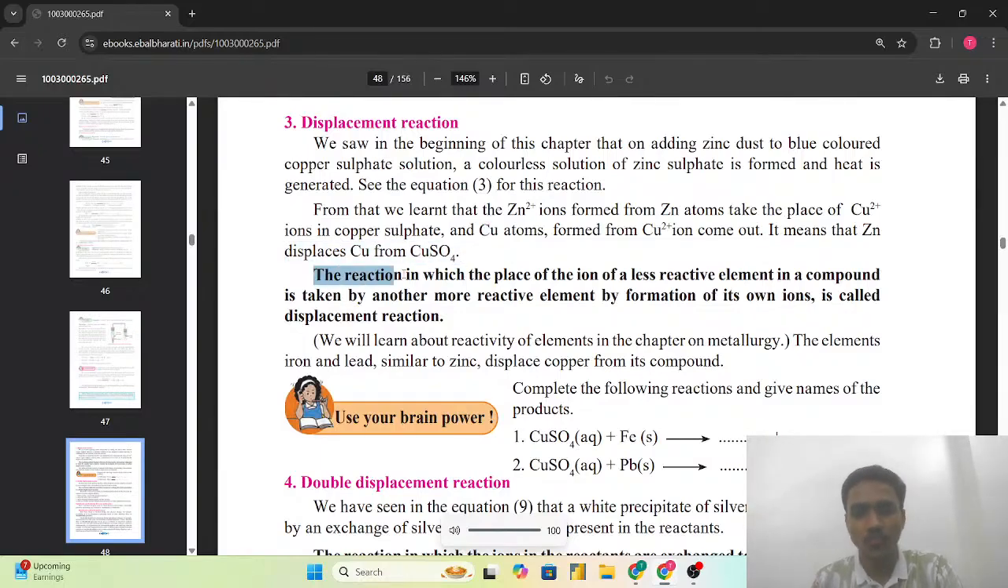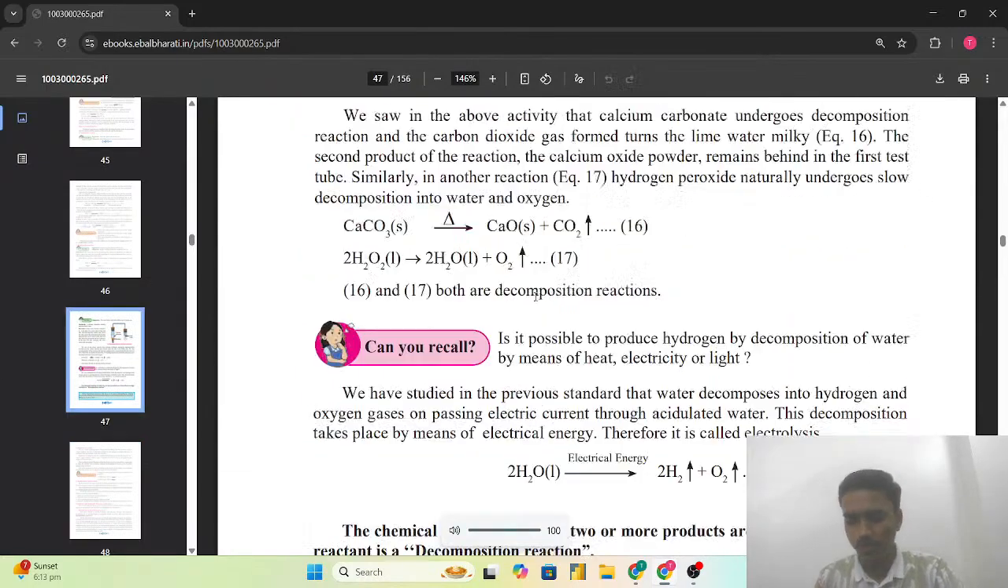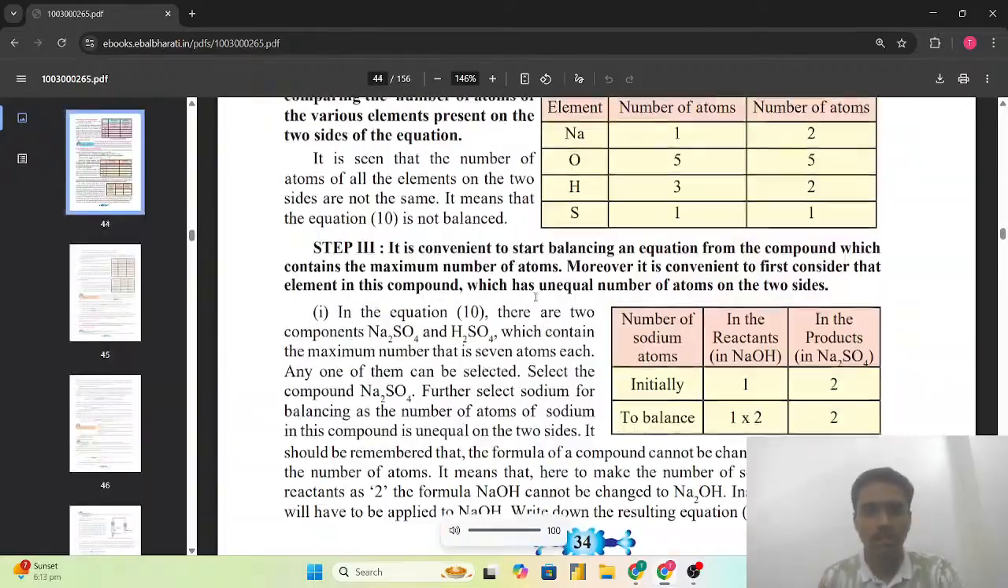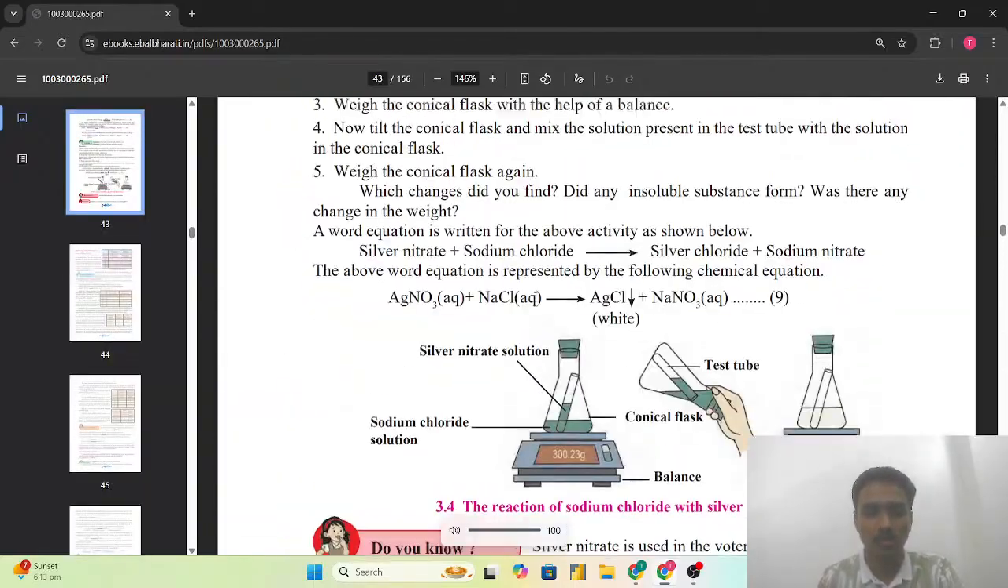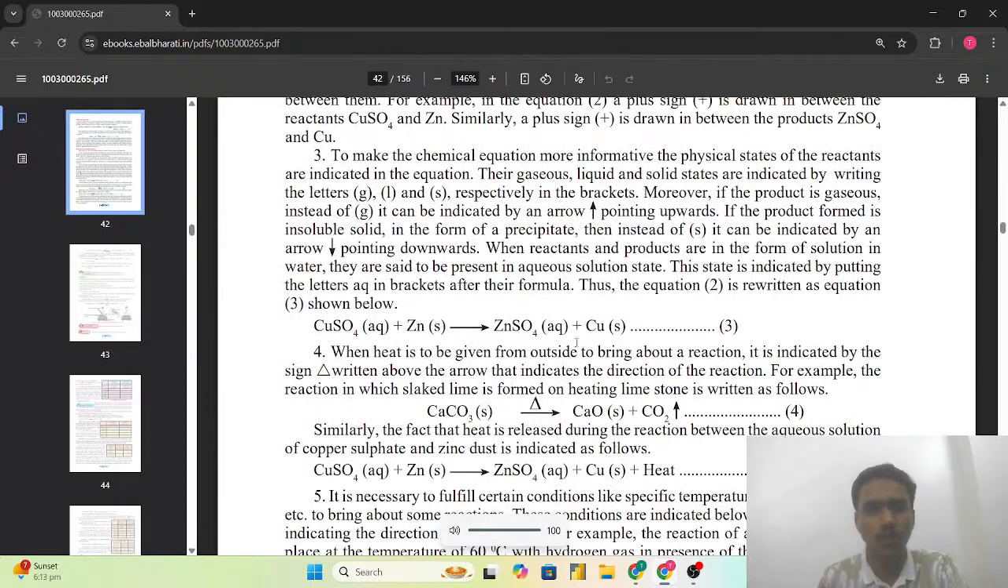So the reaction in which the place of the ion of a less reactive element in a compound is taken by another, more reactive element by formation of its own ion is called a displacement reaction. As we have seen, zinc reacting with copper sulfate solution leads to the formation of ZnSO4 and solid copper. Zn is replacing the copper in the compound CuSO4. Zn occupies the space with the sulfate and forms ZnSO4.